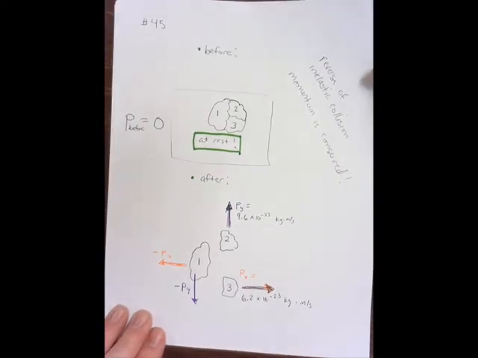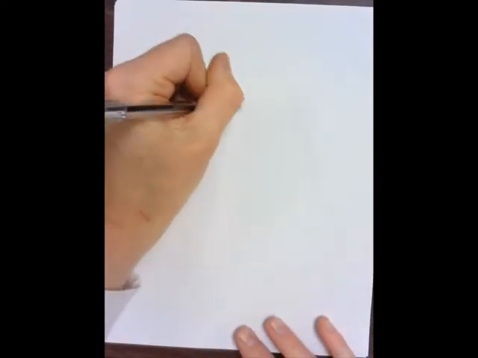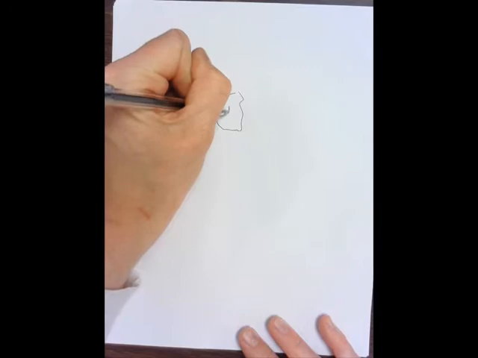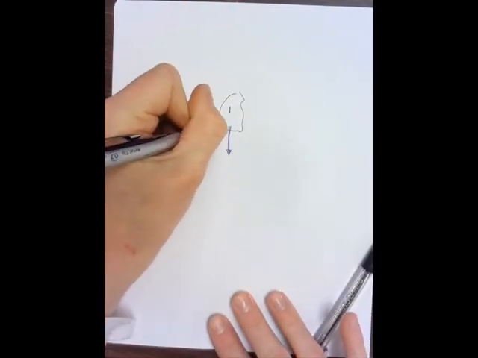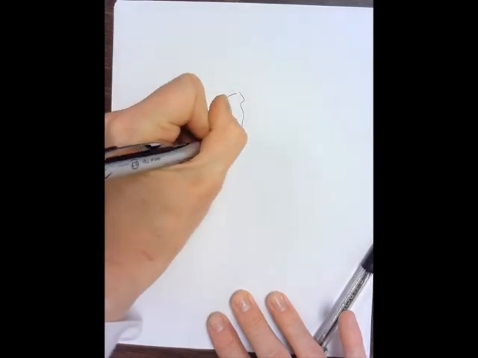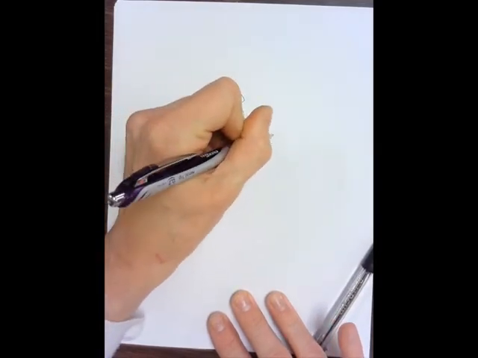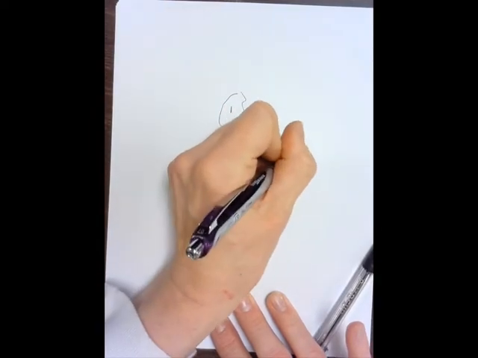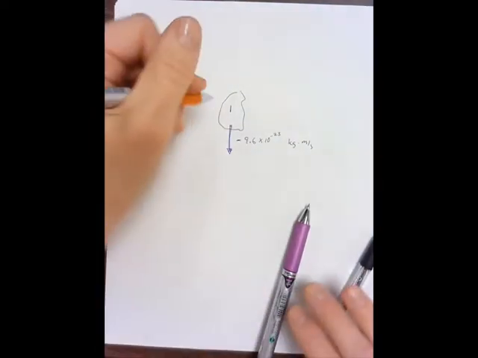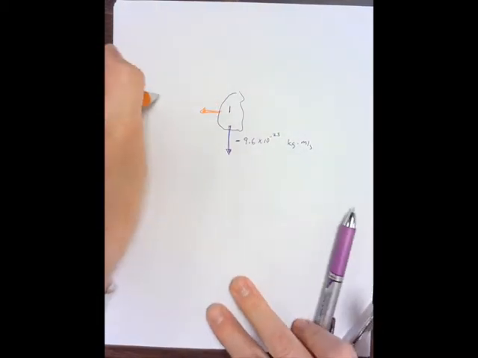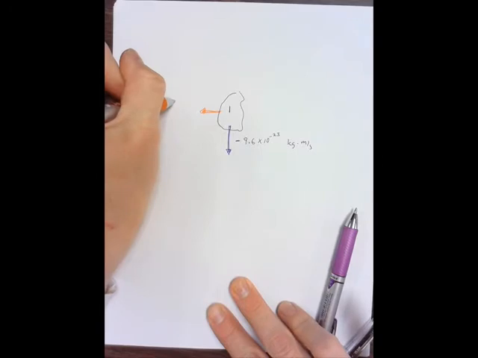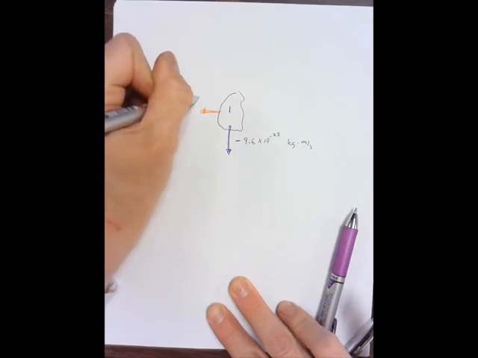So now I can stop worrying about the electron and the neutrino. I'm just looking at my daughter nucleus, and I know that it needs to have a momentum in the negative y direction of negative 9.6 times 10 to the negative 23rd kilogram meters per second, and it needs to have a momentum in the x direction in balance with the momentum of the neutrino, negative 6.2 times 10 to the negative 23rd kilogram meters per second.